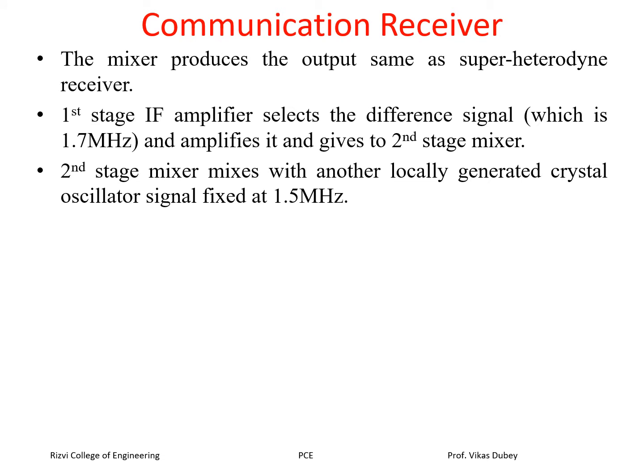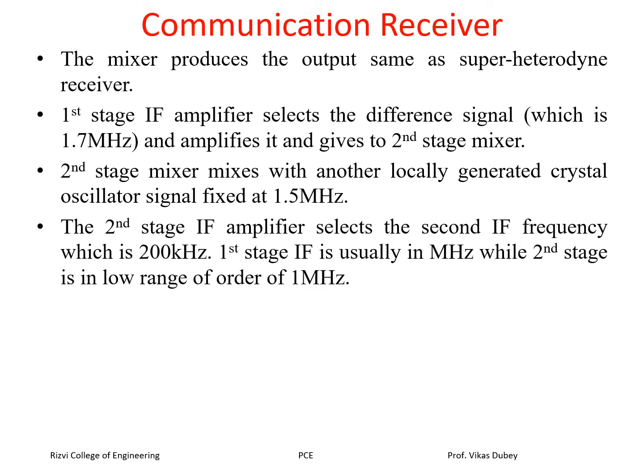Again, the second stage mixer mixes with another locally generated crystal oscillator signal at 1.5 megahertz. So the difference of 1.7 and 1.5 gives 200 kilohertz. That's why the output of the second mixer is 200 kilohertz, which goes to the second stage IF amplifier, which selects the second IF frequency, 200 kilohertz.